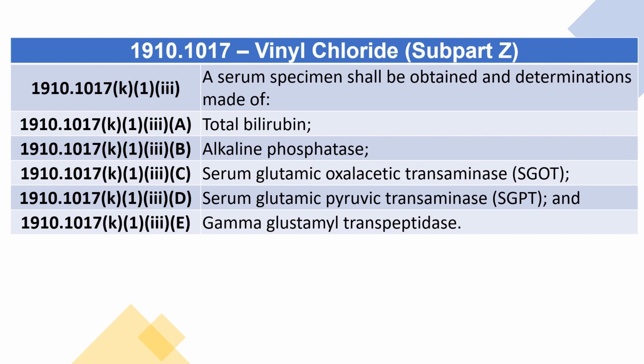1910.1017 K.1.iii. A serum specimen shall be obtained and determinations made of: 1910.1017 K.1.iii.A through 1910.1017 K.1.iii.E. Total bilirubin, alkaline phosphatase, serum glutamic oxaloacetic transaminase (SGOT), serum glutamic pyruvic transaminase (SGPT), and gamma glutamyl transpeptidase.